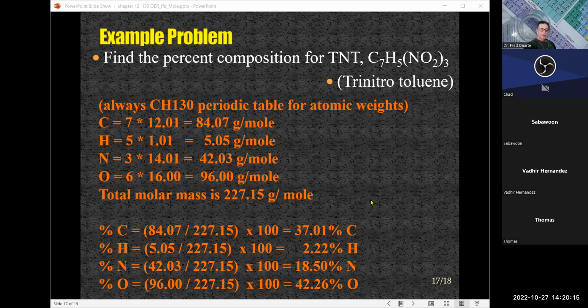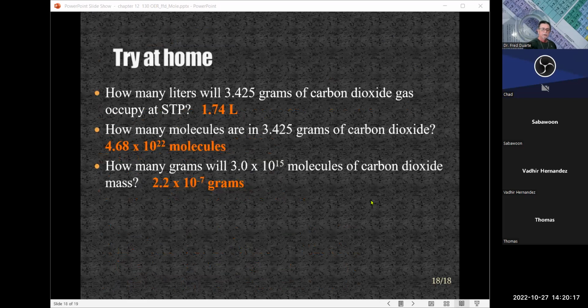All right, so I tell you what, we're going to call it the end here, but try these at home. I'm giving you the answer, but I'm not showing you how to calculate it. See if you can try these at home and come up with the answer. So, for example, first one: how many liters would 3.425 grams of carbon dioxide occupy at STP?